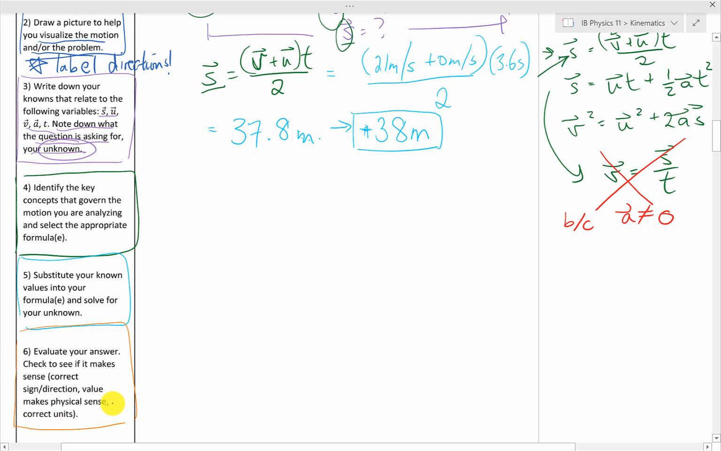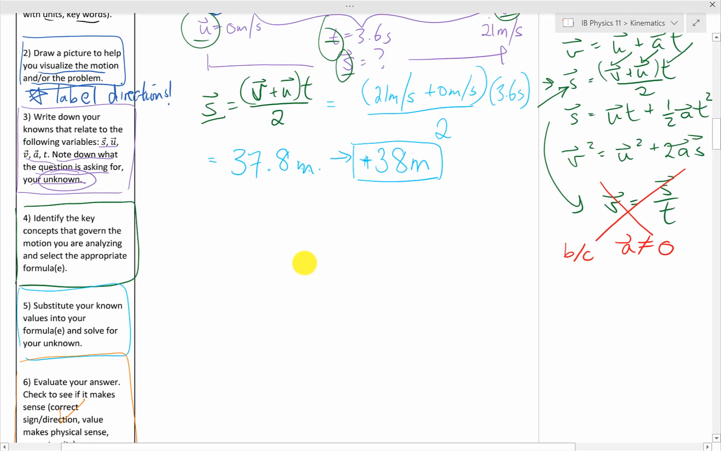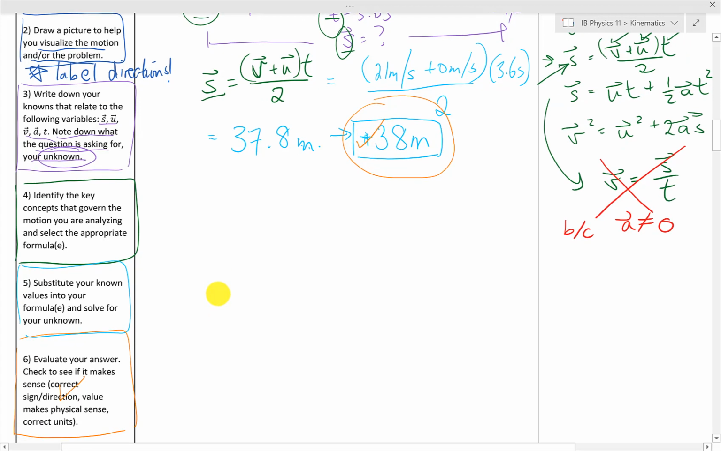So how to evaluate your answer? You've barely done any physics up till now. It's still very hard to visualize a few things, but we try our best, okay? So first things first, make sure that you have the correct sign or direction. If you've got a negative value for this answer over here, you know something's wrong, okay? So we can check off the direction there.